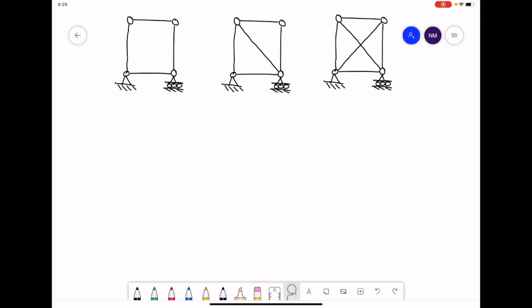Here you can see three structures. The first one is a mechanism. When you apply a force to the mechanism, what will happen is that it won't behave as a structure, but will actually move or fall over.